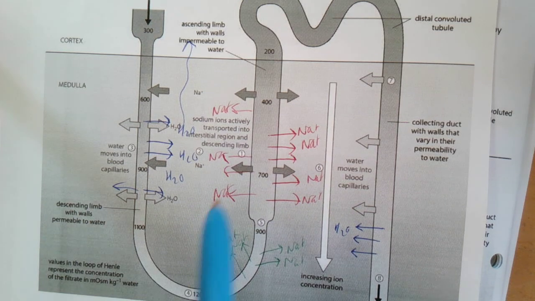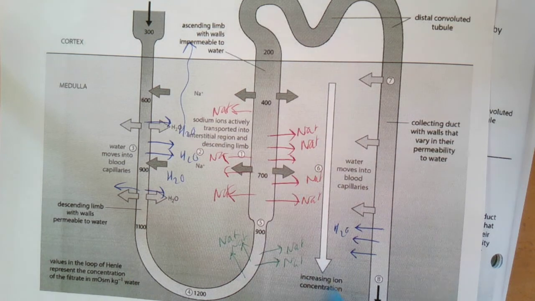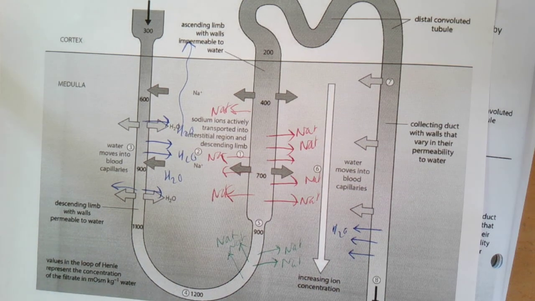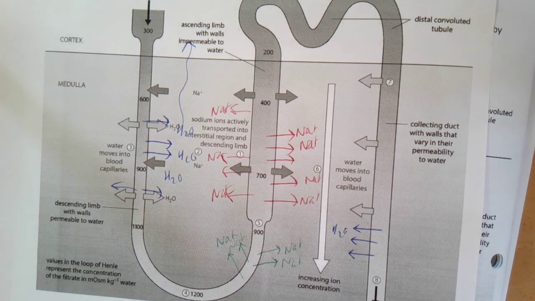And at no point do the limbs, i.e. the descending limb, the ascending limb, and the collecting duct, flow parallel to one another, which always means the water always will diffuse out of the nephron by osmosis, and it will always then diffuse into the blood capillaries by osmosis again. And that's because we have that countercurrent multiplier.